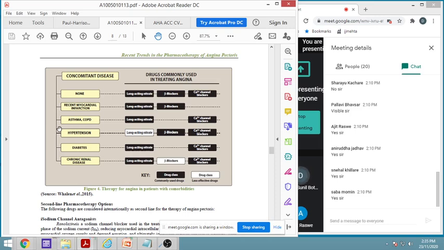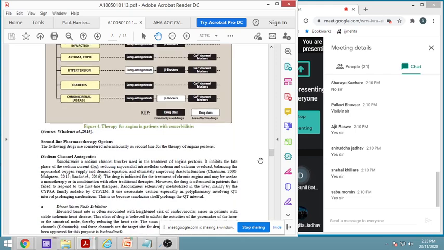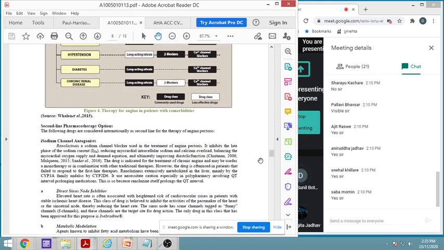This is what we call an algorithm, or a guideline, which says which drug can be used. So what are the various drugs apart from that? In addition to those we have studied earlier, there are drugs like ranolazine. It is a sodium channel blocker. It is used in the treatment of angina pectoris.